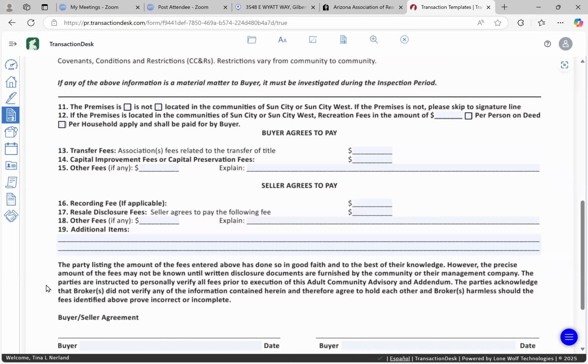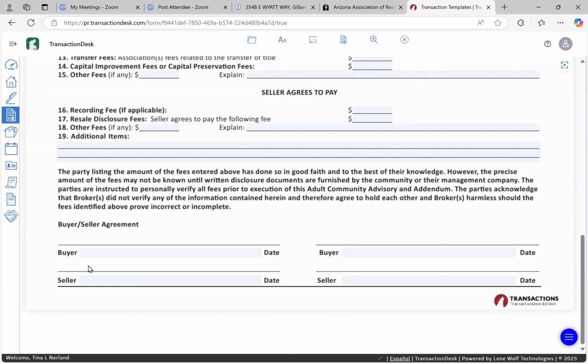The party listing the amount of the fees entered above has done so in good faith and to the best of their knowledge. However, the precise amount of the fees may not be known until written disclosure documents are furnished by the community or their management company. The parties are instructed to personally verify all fees prior to execution of the adult community advisory and addendum. The parties acknowledge that brokers did not verify any of the information contained herein and therefore agree to hold each other and broker harmless should the fees identified above prove incorrect or incomplete. Buyer and seller information, everybody signs, and this is part of the contract.